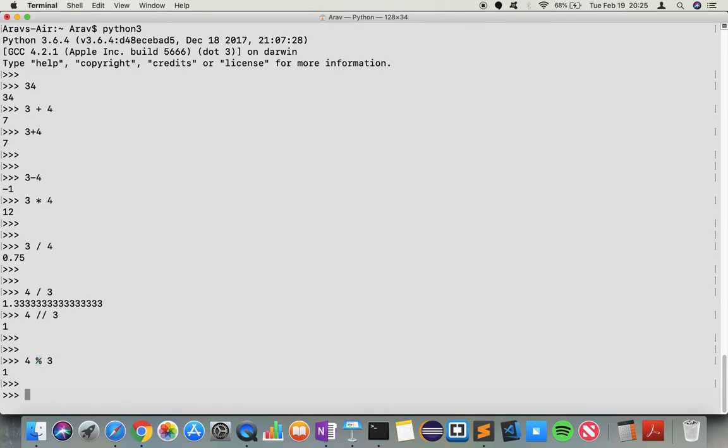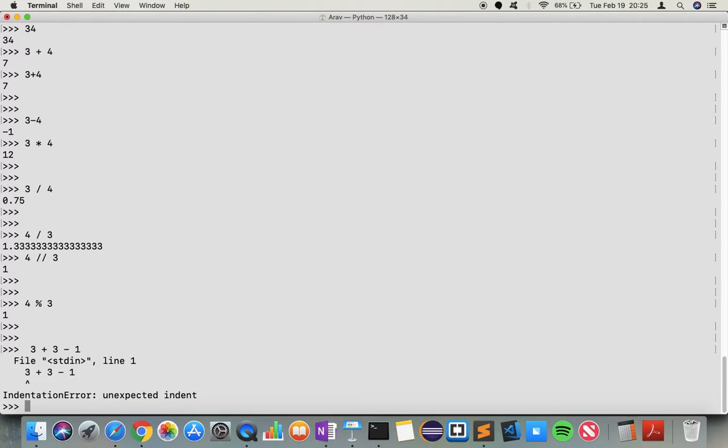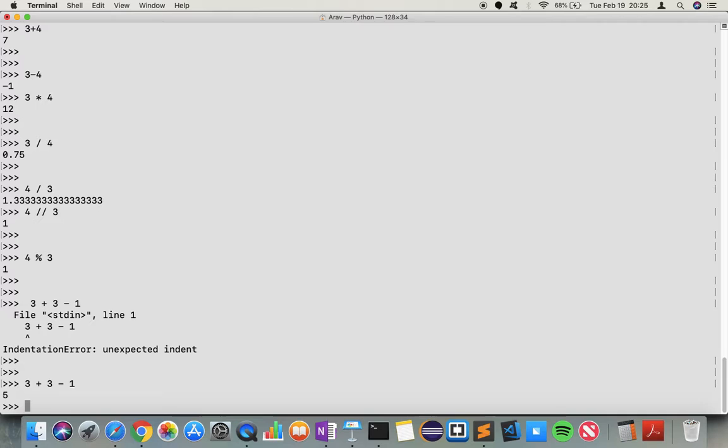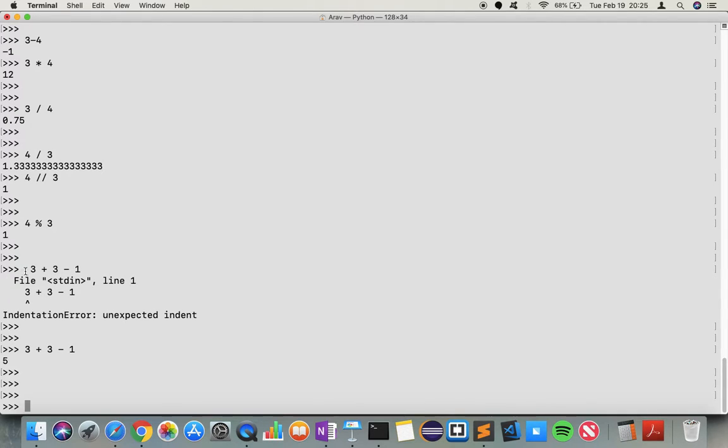Now you can also chain commands together. So you can do 3 plus 3 minus 1. Sorry, I had an extra space there. 3 plus 3 minus 1, 5. So I started with a space and Python didn't like it. What I said earlier is that if you put spaces before and after the operator, that doesn't matter. But when you're starting the command, it doesn't like the space.